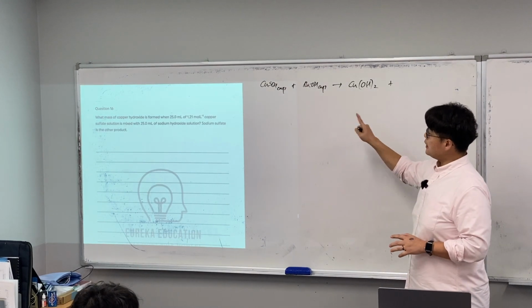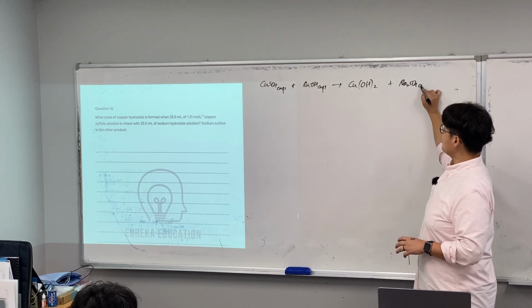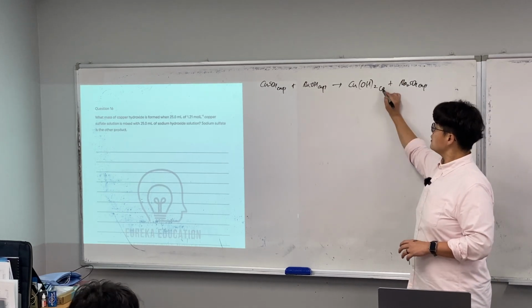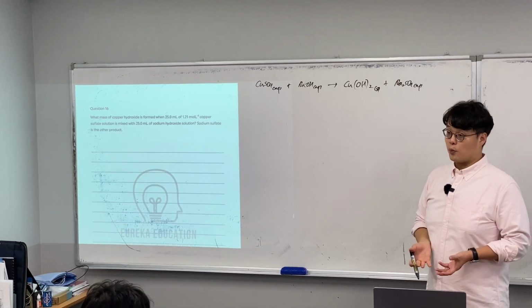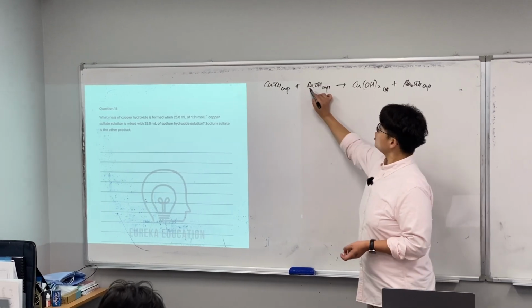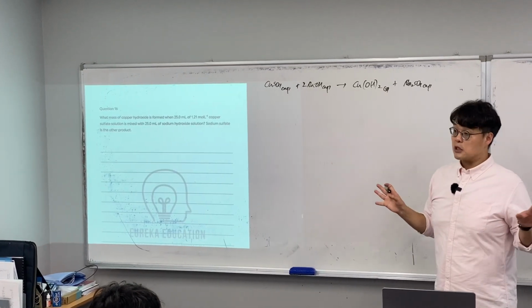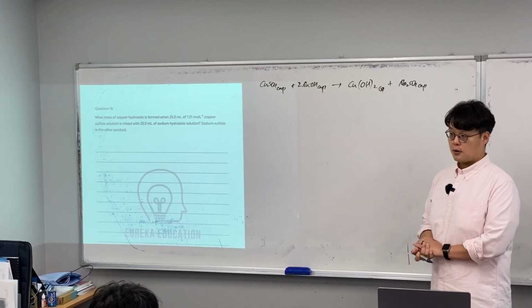The remainder is sodium sulfate, Na2SO4, straight away. I will just write the S for the copper hydroxide because we know a precipitate is formed. Balancing, we need to times the sodium hydroxide by 2 to balance the whole thing, and that's it. This is about being given that balanced equation.